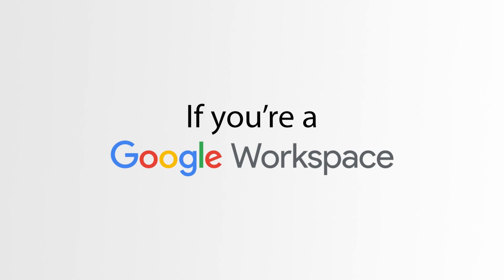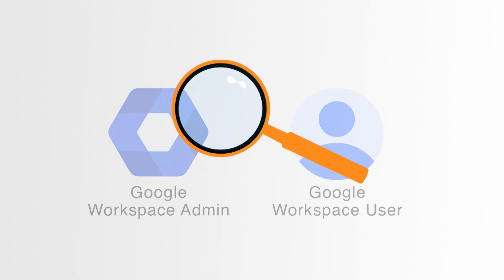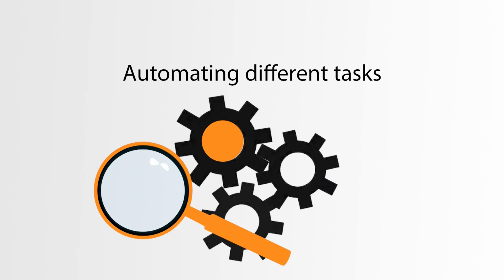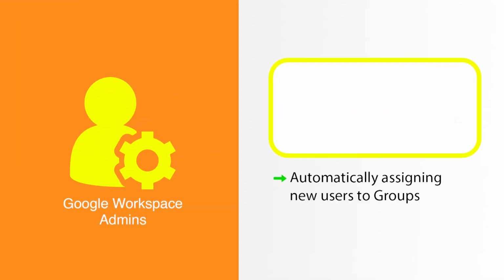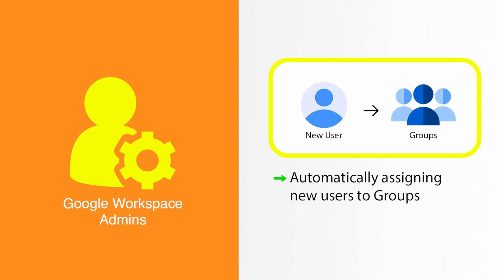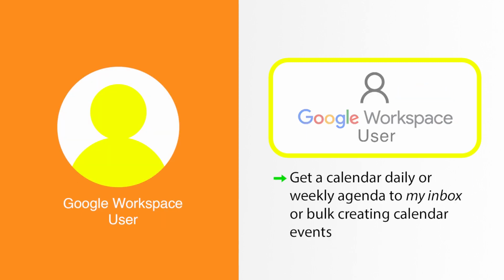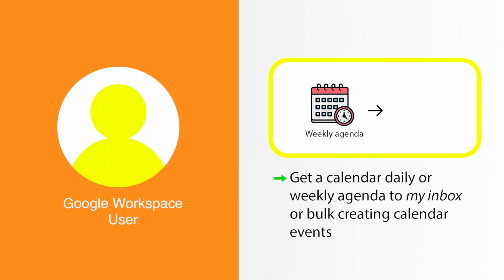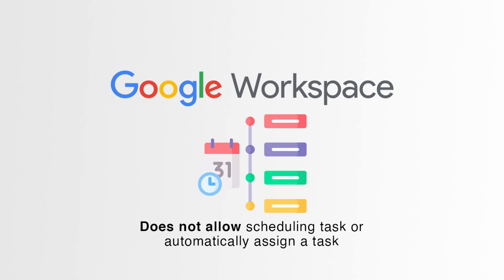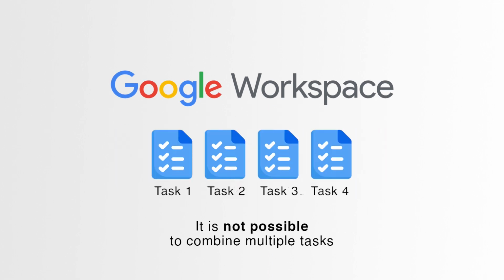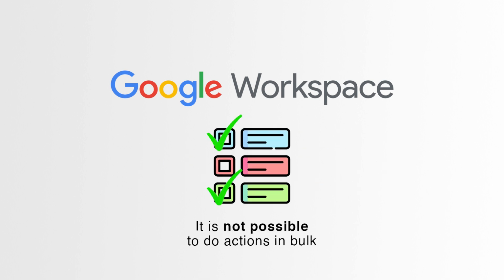If you're a Google Workspace admin or user, you might be looking to automate different tasks in it. For example, admins might be wanting to create users by schedule or automatically assigning new users to groups. Or a Google Workspace user might be trying to get a calendar daily or weekly agenda to their inbox or bulk creating calendar events. However, Google Workspace does not allow tasks to be scheduled or automatically assigned, and it is not possible to combine multiple tasks or doing actions in bulk.